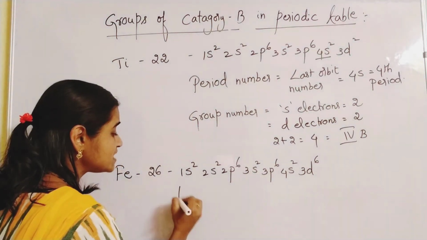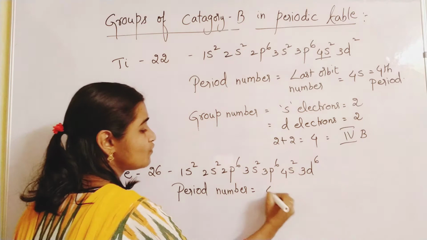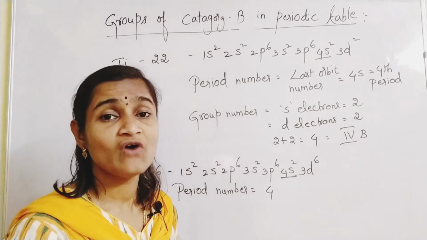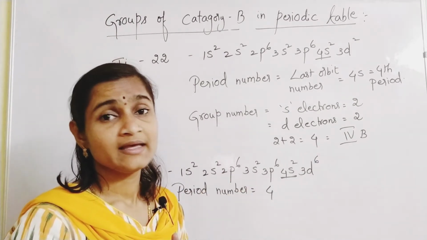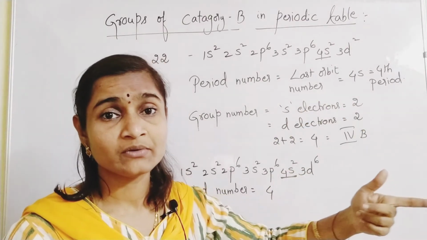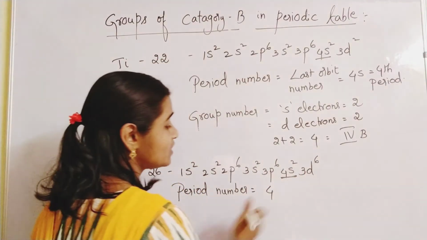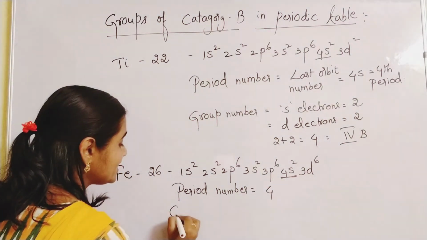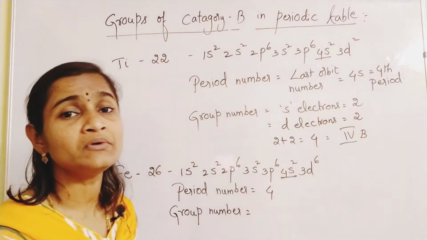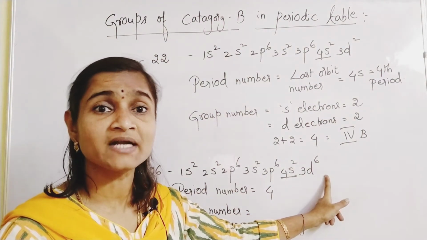So period number for iron is how much? Period number is fourth period because last orbit is fourth orbit. Please understand carefully. Whatever is written last is not last, because fourth orbit comes after third orbit only. So last orbit is fourth orbit here, and period number is 4. Now coming to group number. What I said you to do? Add the s electrons of last orbit and d electrons of last but one shell.